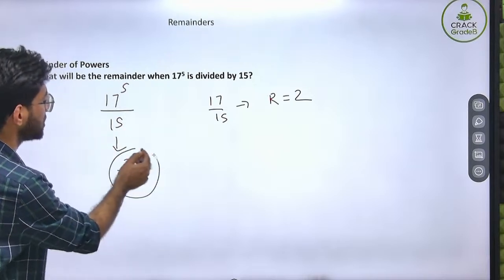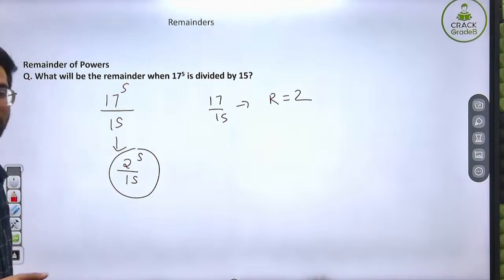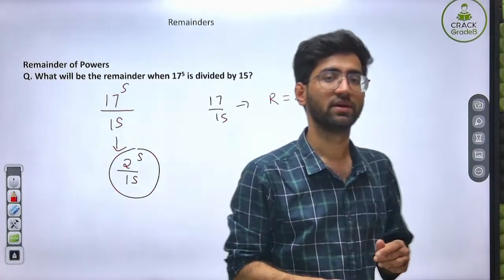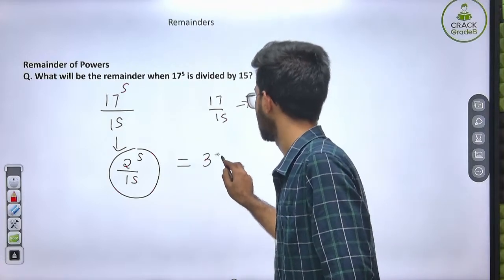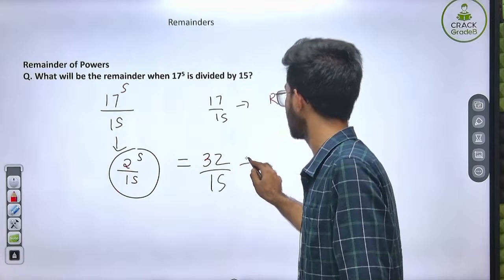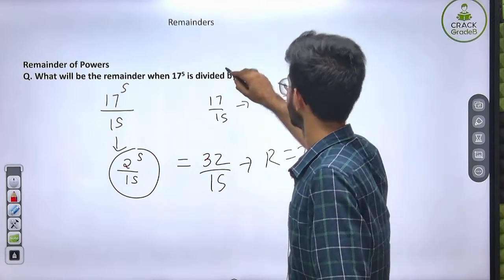Now you don't need to apply the concept of remainder of powers. What is 2 to the power 5? 2 to the power 5 is 32. So can you divide 32 by 15? Yes, you will get remainder as 2. So the answer is 2.